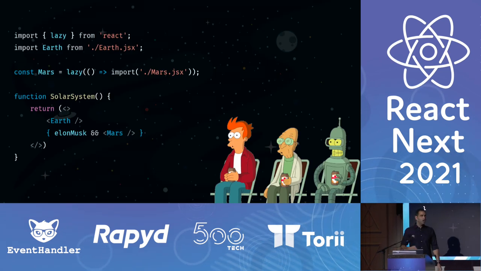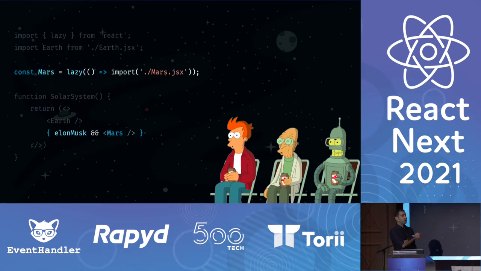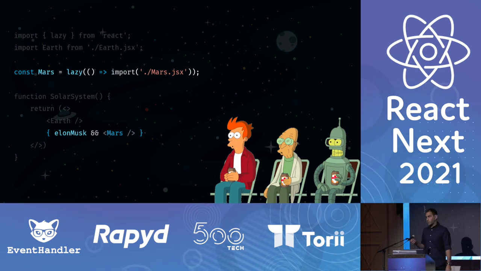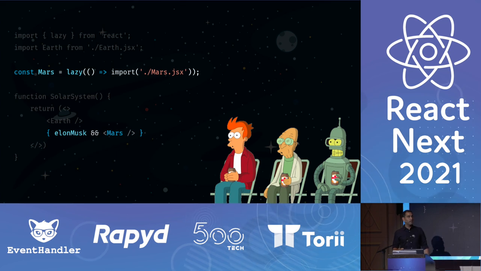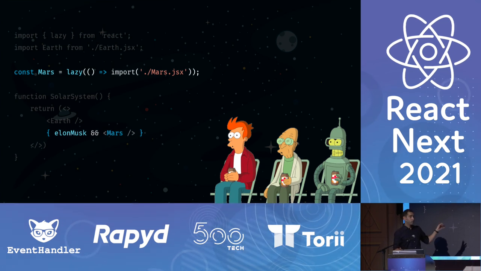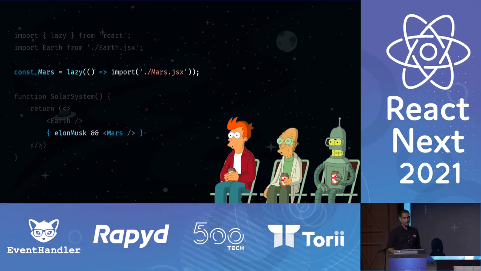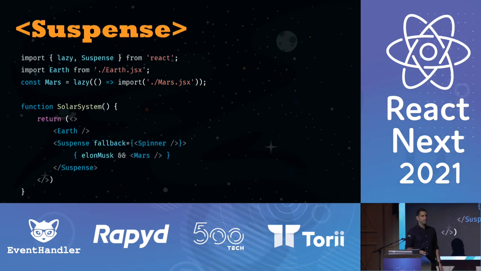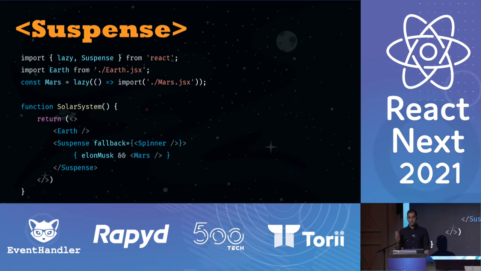Lazy is our way of telling React, hey, this import is dynamic, so don't wait for it. Just render whatever you can, and when you get this import, we'll render it in its place. But React also needs to know what to render until this code arrives. So for this, we have Suspense.